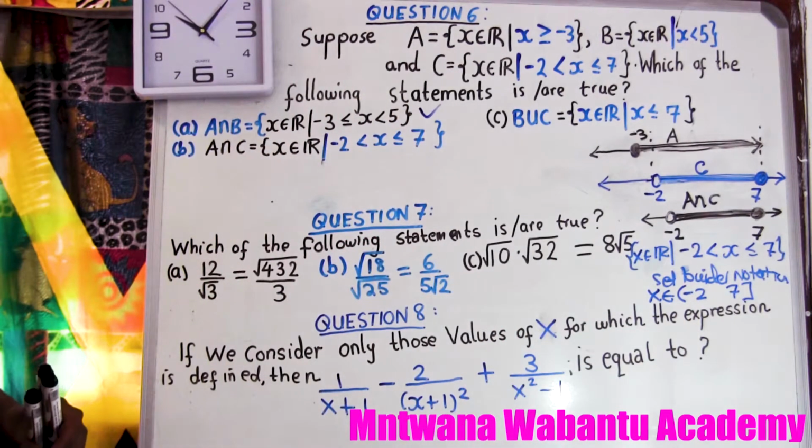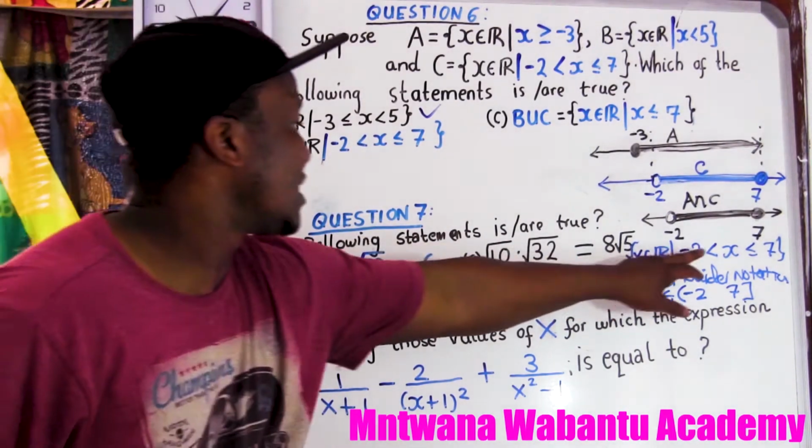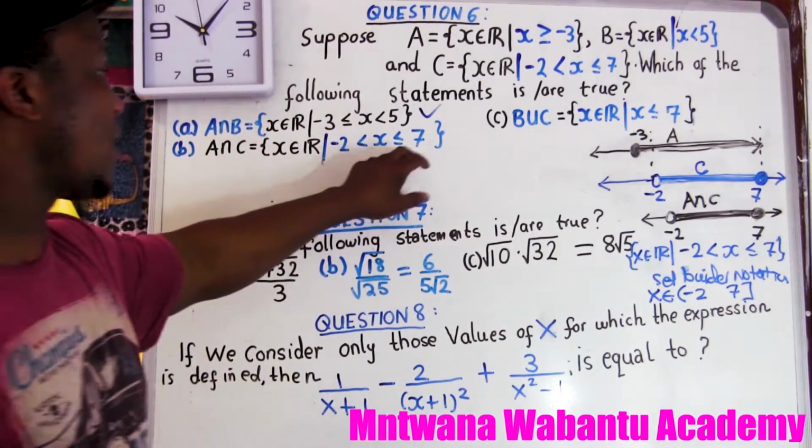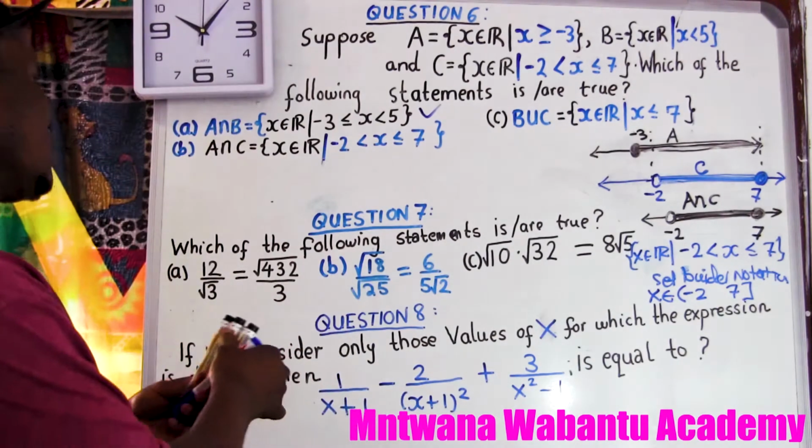But now let's go to the question. There's a question where they want us to write it in set builder notation. So A intersection C, let's see. -2 excluding, all the way to including 7? Yes, it's true. So this also is true.